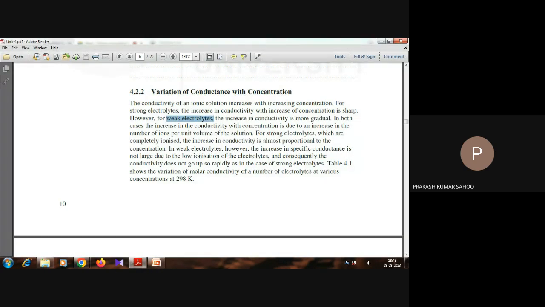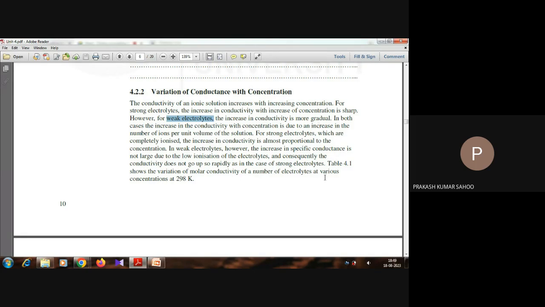So it is the variation of conductance with concentration. How the conductance varies with change in concentration. Just remember, we have two types of electrolytes: strong electrolyte and weak electrolyte. The conductivity of an ionic solution increases with increase in concentration, and for strong electrolytes the increase is very sharp, because strong electrolytes are 100% dissociated completely. So the ionic mobility will be more, and the conductance will be more.